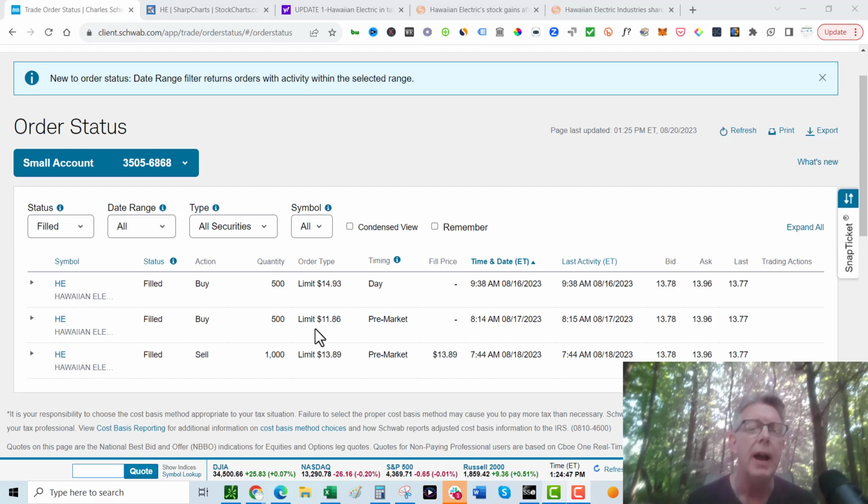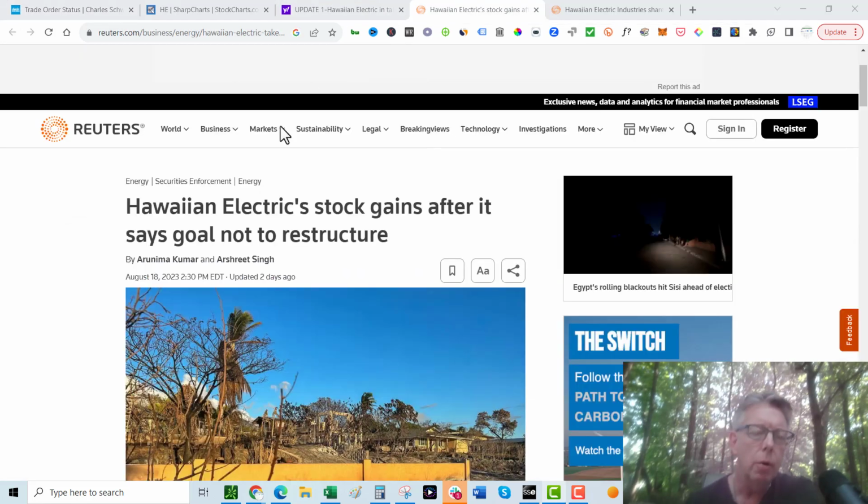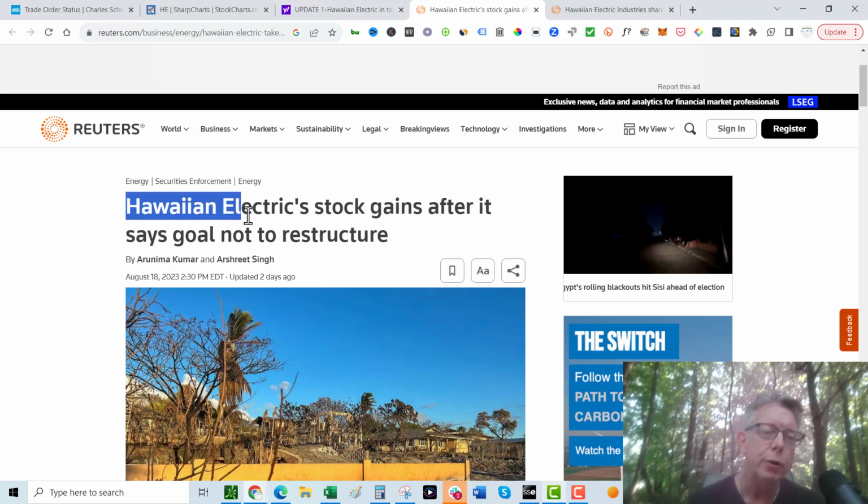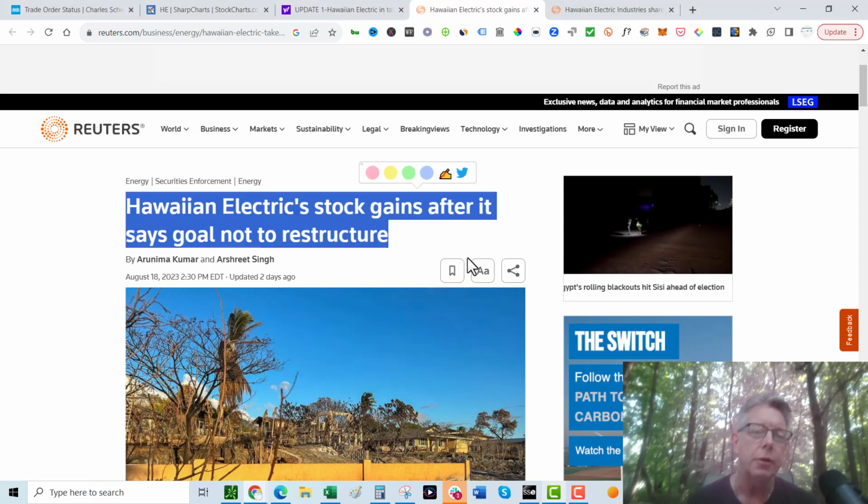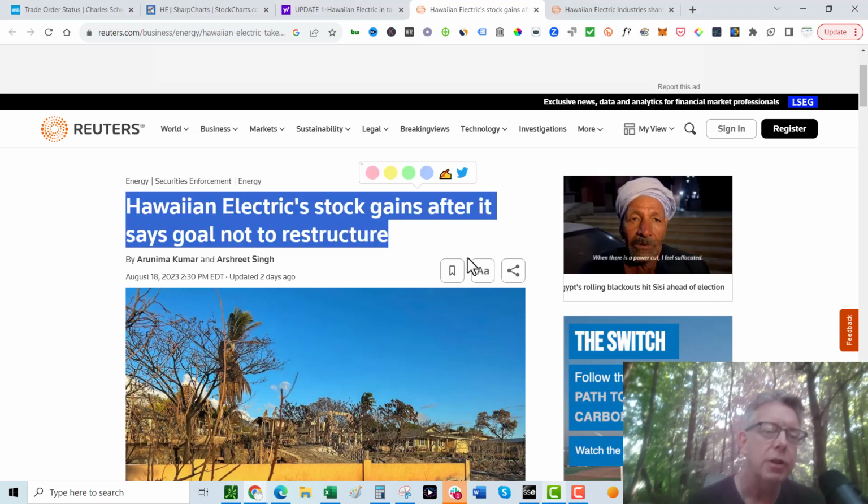They were just annihilating the stock. You can see I bought it in the pre-market again on the 17th of August. So fast forward to Friday the 18th. All of a sudden, the news out of Reuters changes. Hawaiian Electric stock gains after it says goal not to restructure.